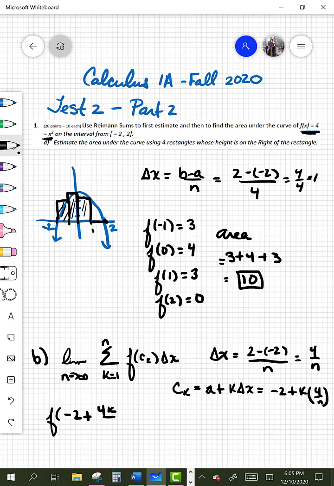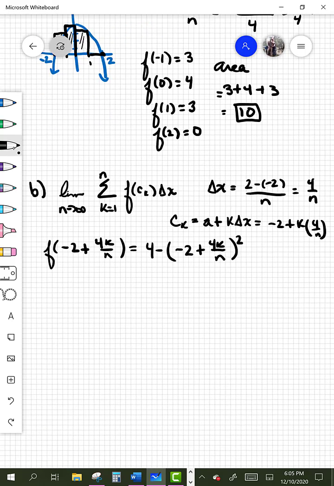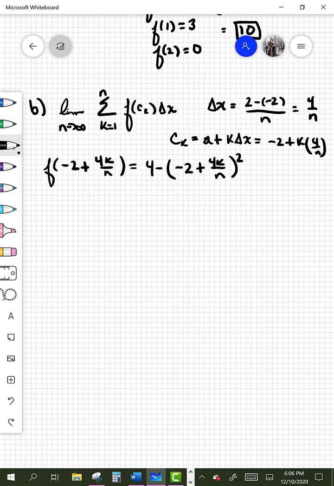We're going to plug this in wherever we see an x in our equation f of x. So this is equal to 4 minus this quantity, -2 plus 4k all over n, quantity squared. If we distribute that out, you get 4 minus 16k all over n plus 16k squared all over n squared.